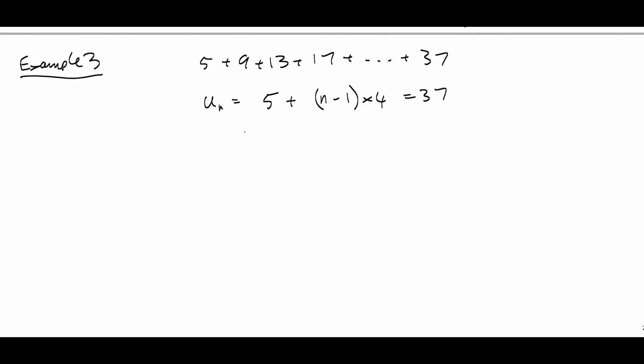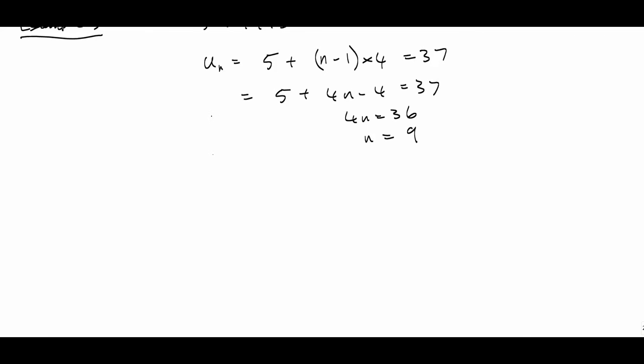So that gives us 5 plus 4n minus 4 equals 37. 4n plus 1 is 37. 4n therefore is 36. N equals 9. What we need to know is, what is ur, the rth term? And that would be a plus r minus 1 d. In this case that is 5 plus d is 4, so it's 4 times r minus 1, which will come to 4r plus 1. So ur is 4r plus 1.